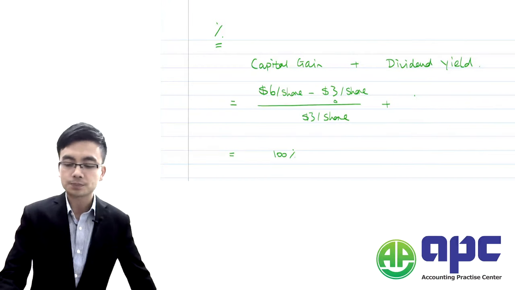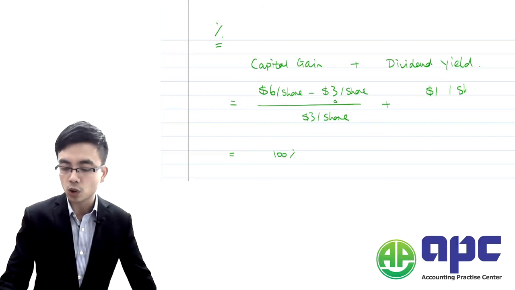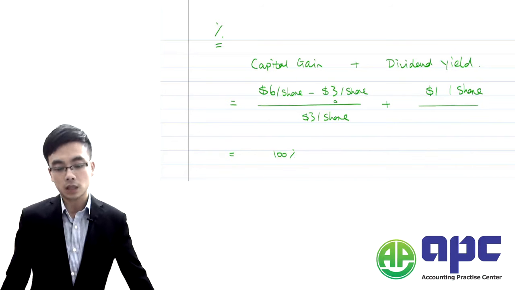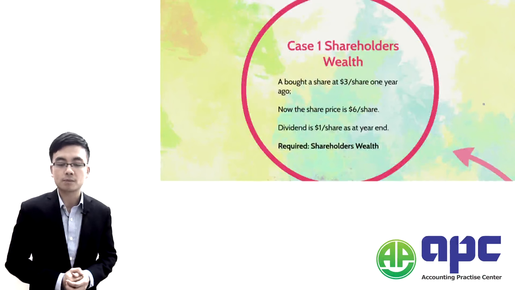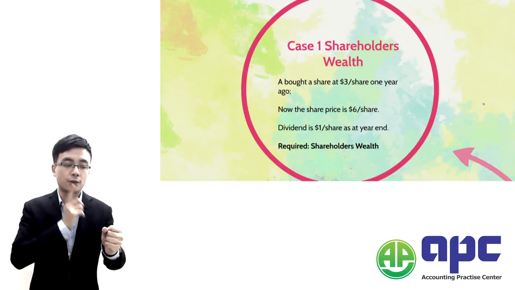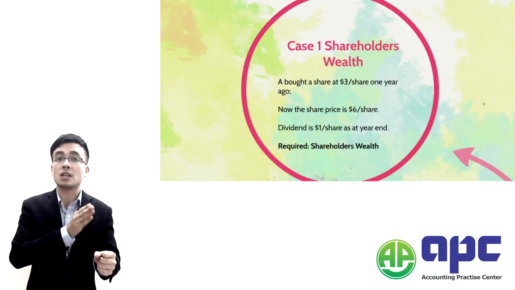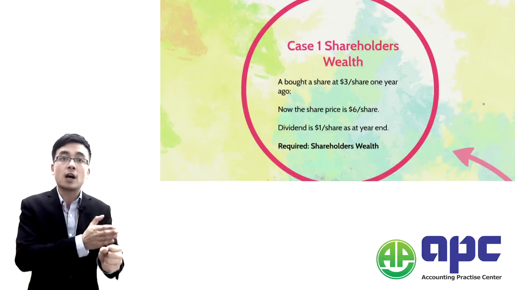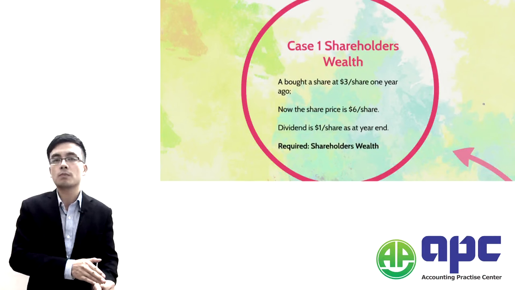Dividend yield is where we take the dividend per share, which is $1 each, and divide by the share price. Because we bought the share at $3 one year ago, we're going to deem that $3 the opening value of the share price in the current year. For example, on 1st January this year, the share price is $3 as well. Okay, no problem.